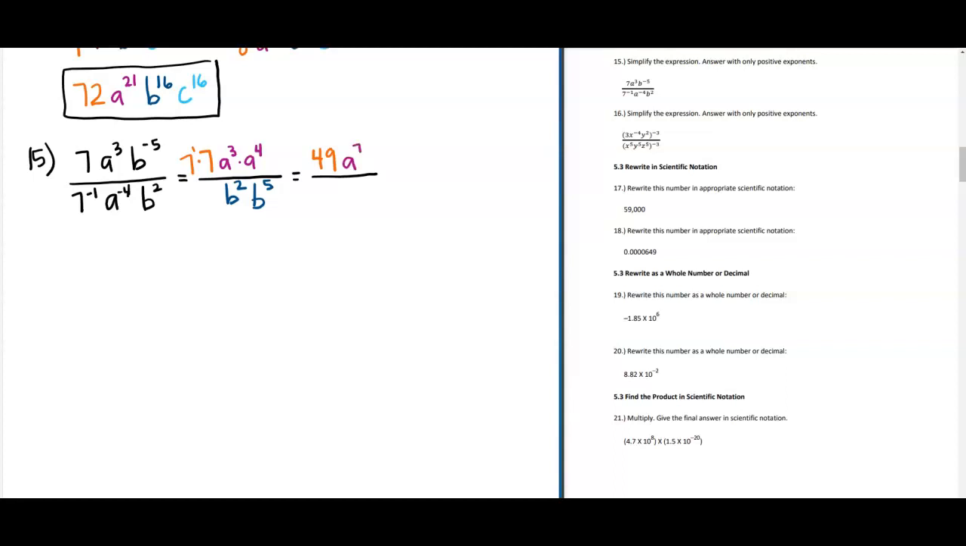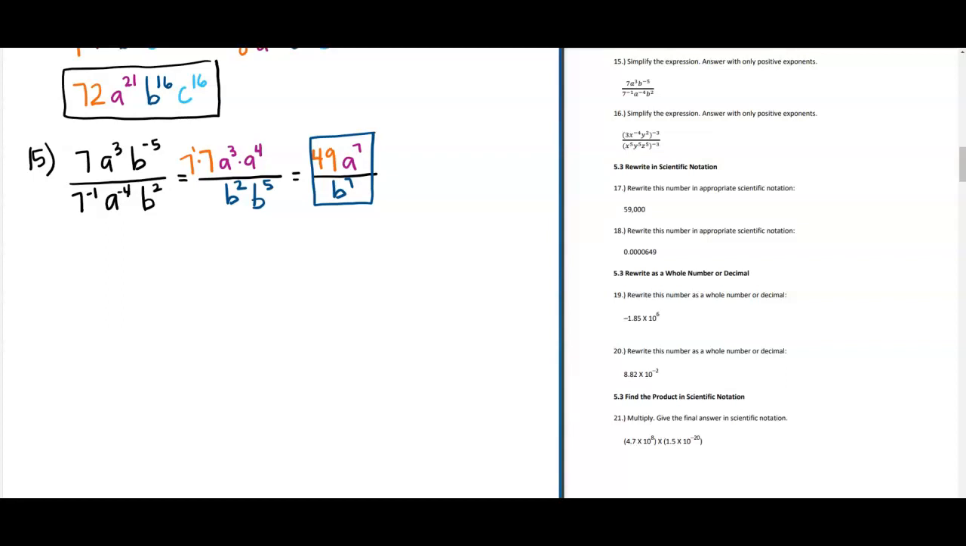And then we'll add the b's together on the bottom, which will give us b to the seventh. Right, and so that will be our answer, 49, a to the seventh over b to the seventh. Put everything together now. All right, so just remember when you have negative exponents, I'm going to try and flip them to where they're going to be happy.